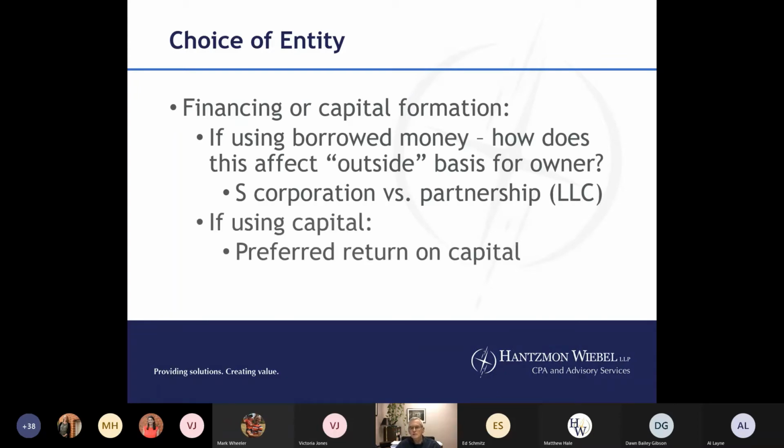If they're using capital, there may be the model that we see a lot of times where I put up the money and somebody else puts up services, and in exchange for that, I get some type of preferred return on my capital, and the other person may get some type of guaranteed payment for performing the services. Again, in a partnership model, I can get a preferred return on my capital. Compare and contrast, if it's an S corp, all shares have to be treated equally, and I, for example, could not get a preferred return on my capital in an S corp. In a C corp, I could have preferred stock and somebody else have common stock.